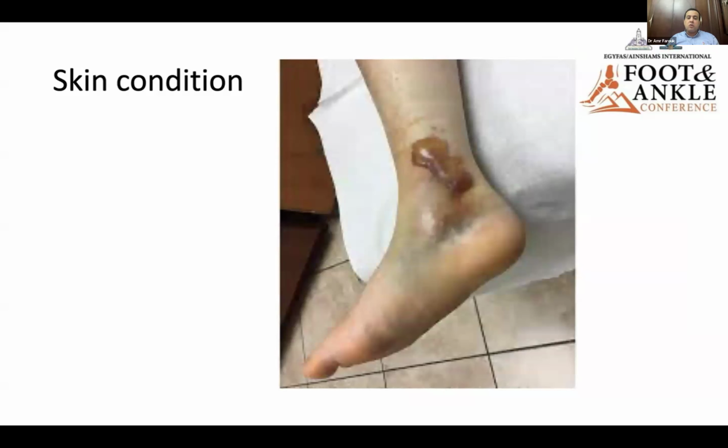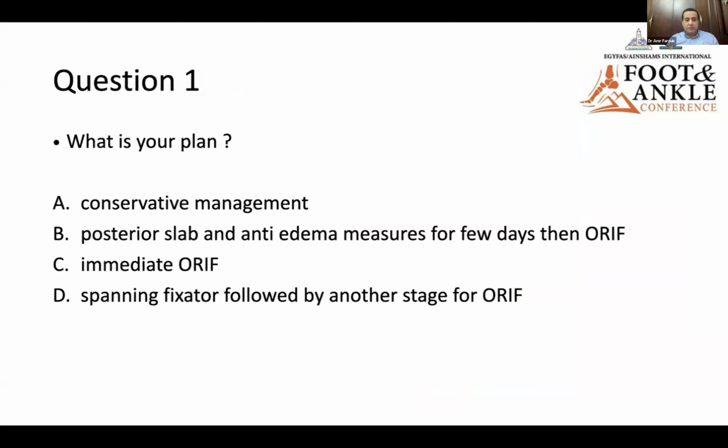So as you all have written, we go to external fixation. So this is a question for you. You have already answered the question. We go for conservative management or for slab and anti-edema measures, followed by open reduction internal fixation, immediate internal fixation, or spanning fixator, followed by another stage of open reduction internal fixation. I think all of you already answered the question by the need of spanning fixator at the start.